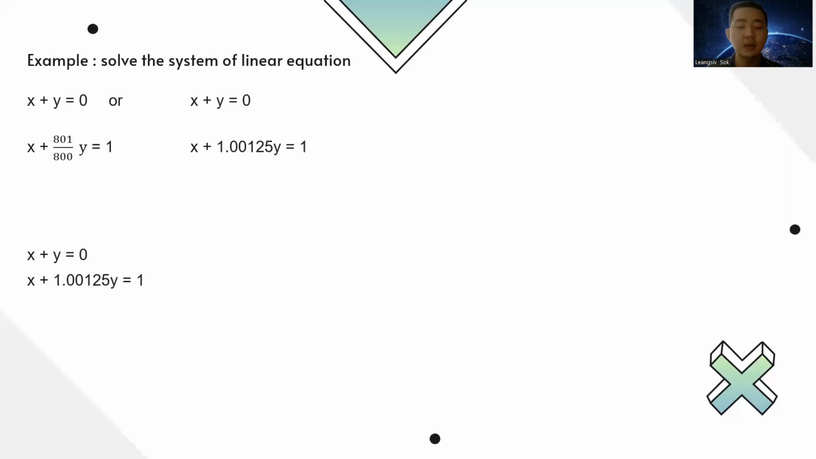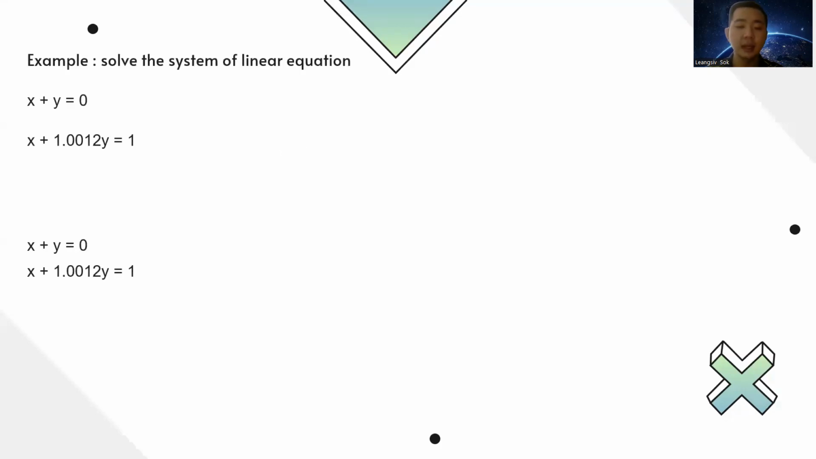That's all. Let's take a look at an example. x plus y is equal to 0 and x plus 1.00125y is equal to 1. First, we apply R2 minus R1. We will get 0.00125y is equal to 1. Third, y is equal to 800, and then substitute y into the first equation. We will get x equal to minus 800.